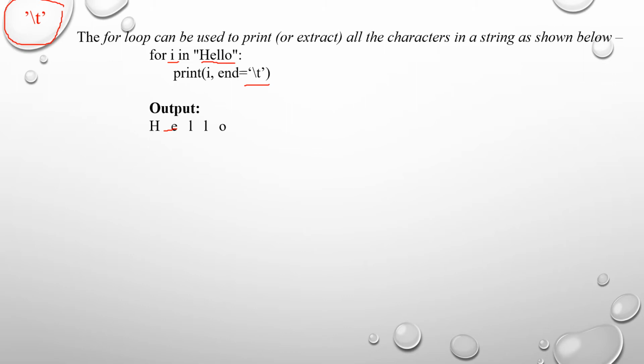For example, take for i in "hello". After that we are going to print the i value directly. If you execute this code, in the first iteration the interpreter is going to print H, after that E, after that L, L, O. If you use end is equal to backslash t, the interpreter extracts the characters in the string and the result is H space E space L space L space O. So this is the function of backslash t.